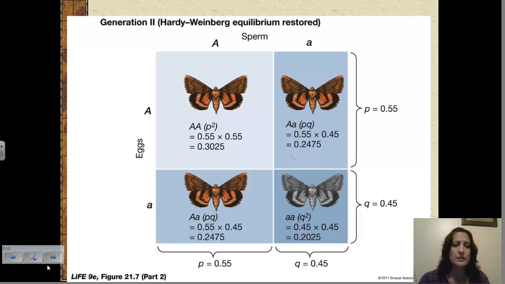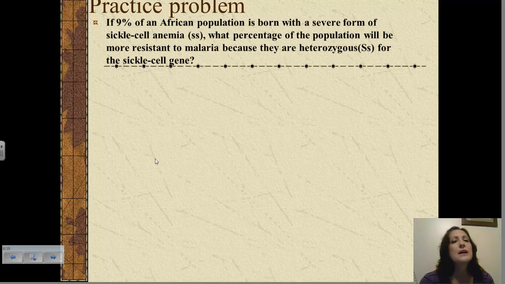So, I'm going to skip this one. Okay, so here's a practice problem. If 9% of an African population is born with a severe form of sickle cell anemia, what percentage of the population will be more resistant to malaria because they are heterozygous for the sickle cell gene?